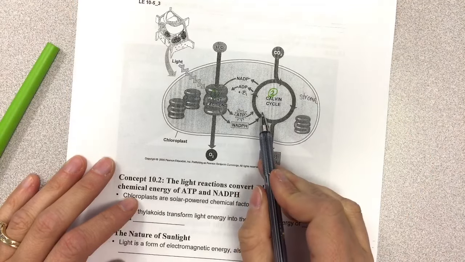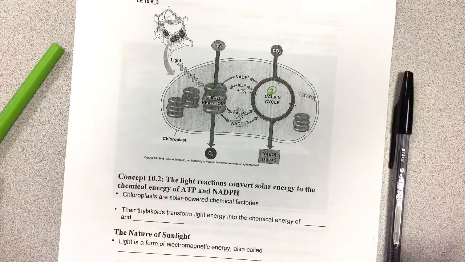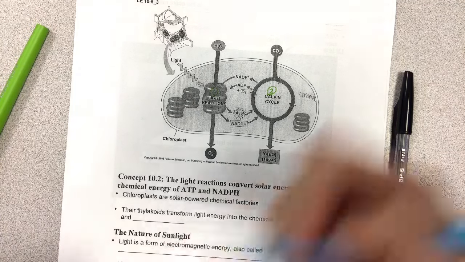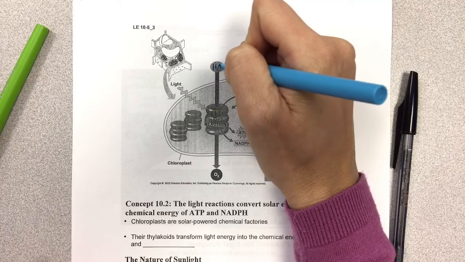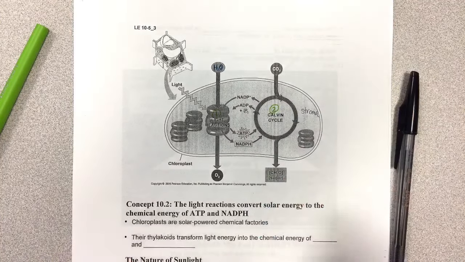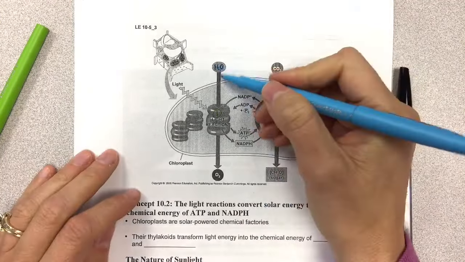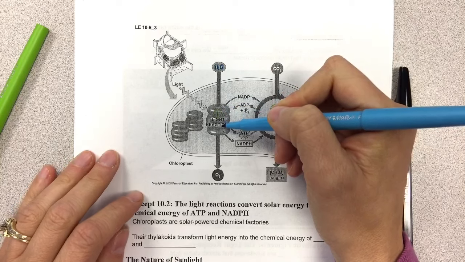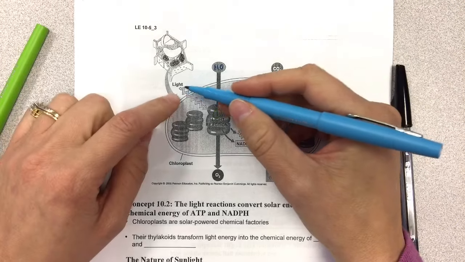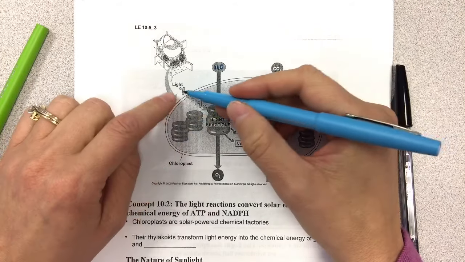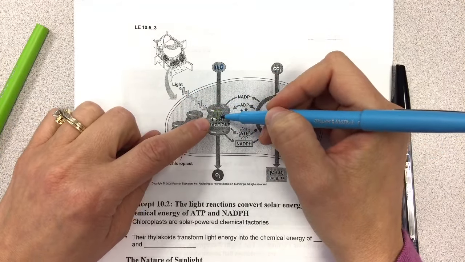Okay, so what happens? Let's color code this again. All right, so here comes H2O, so I'm going to make H2O blue. Here comes H2O, and notice here H2O comes in and is used in the light reactions. The light reactions happen first. The light reactions also use light, hence the name, the light reactions.